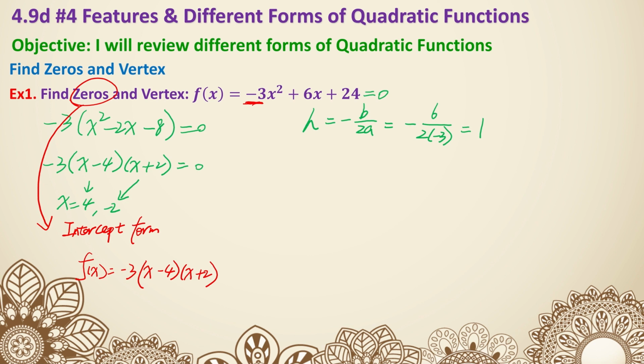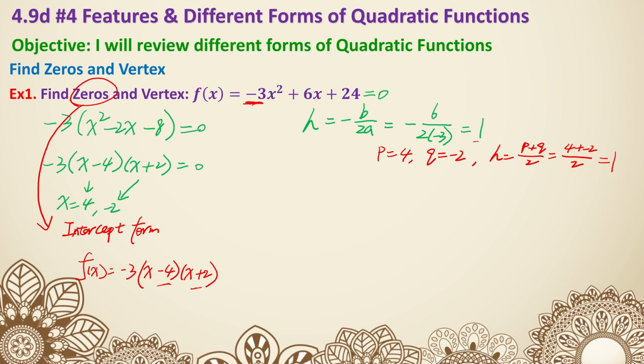And you know what? Let's also use the p and q to check, since we have actually found our intercept form. So our p is 4, our q is -2, which means our h is (p plus q) over 2, which is (4 plus -2) over 2. That's a 2 on the top over 2. It's still a 1. So you see, no matter which method you use, -b over 2a or (p plus q) over 2, you're going to find the same thing. h is 1.